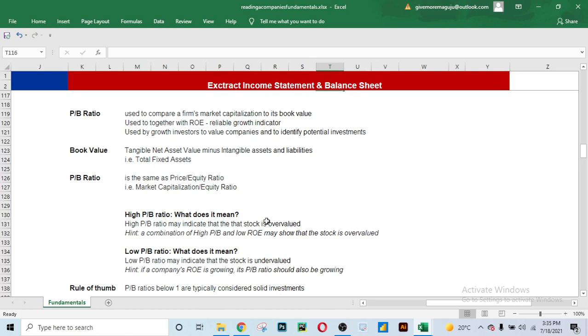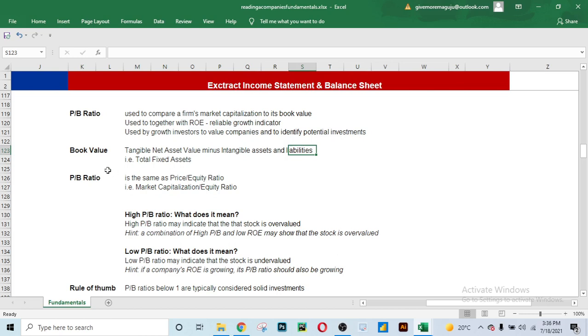So the return on equity, when we use the DuPont analysis, it's instrumental when we use it to calculate growth, because when we are doing DCF, we need to calculate the growth rate. So we can say retention rate times return on equity to get the growth rate. So it's also used by growth investors to value companies and to identify potential investments.